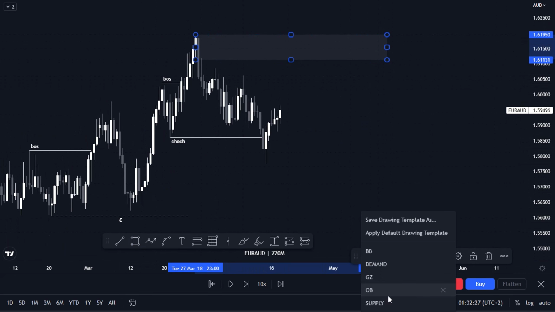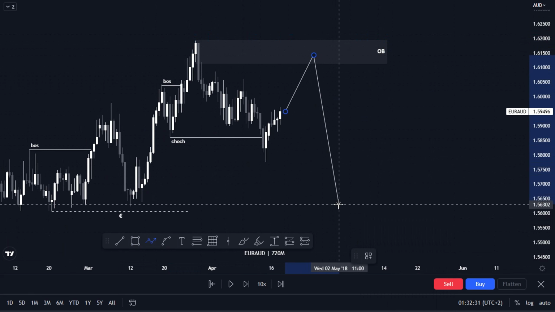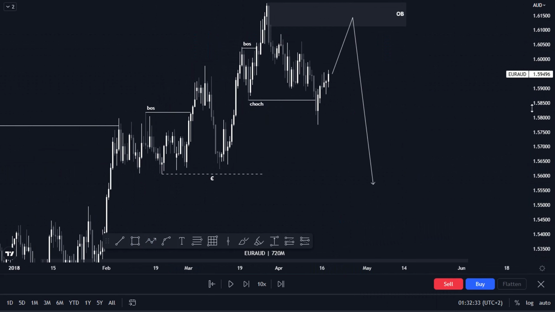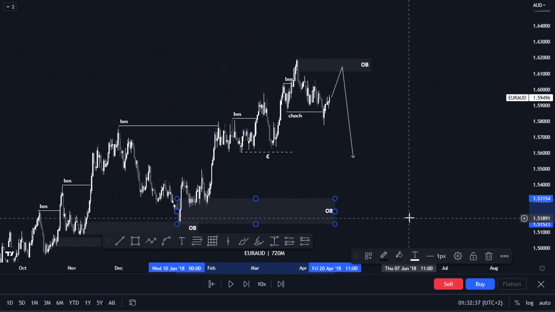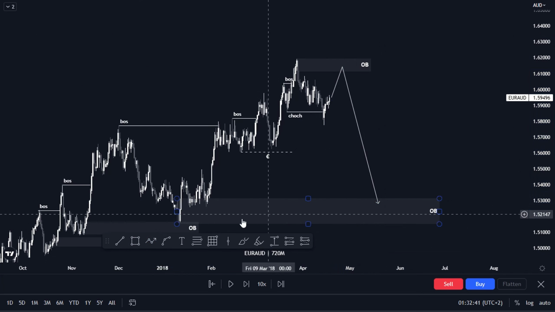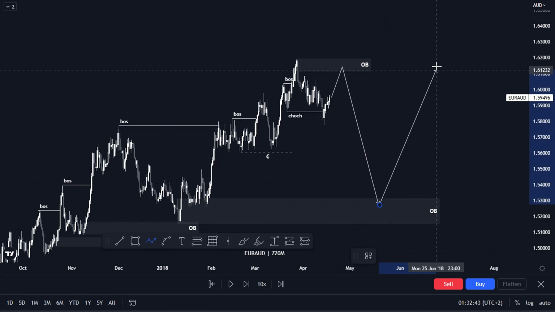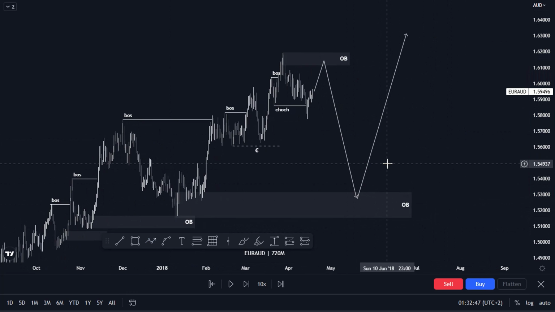and price pushing to the downside, tapping into our order block and pushing to the downside to our higher time frame order block. And from our higher time frame order block, we are going to take our buys to the upside like that. So this is like a sell to buy model.